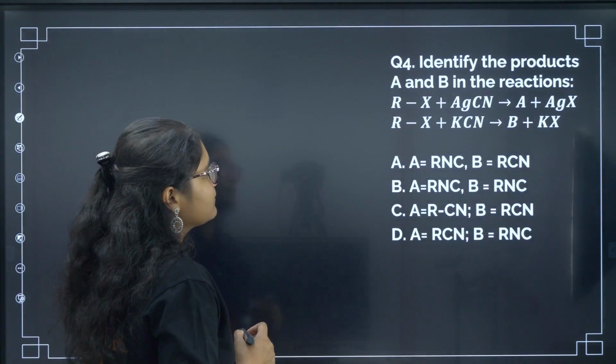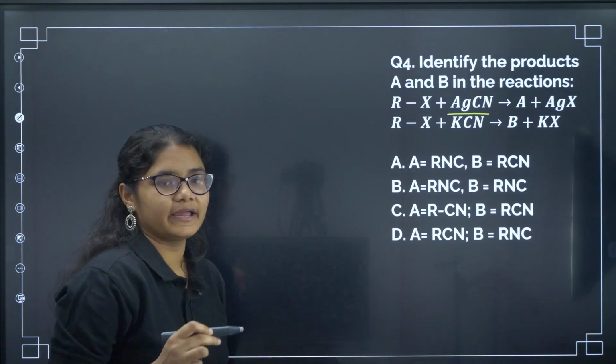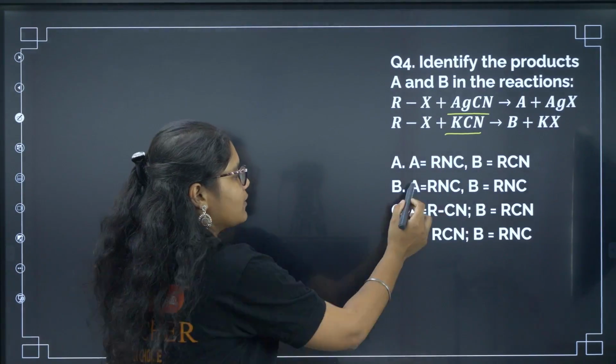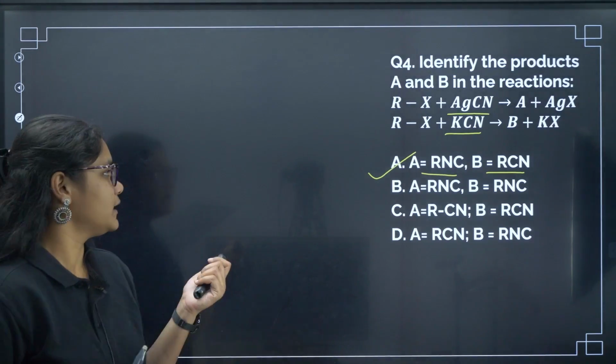Next, identify the products A and B in the reaction. Very simple. When we have AgCN, we get isocyanides, and when we have KCN, we get cyanides. Okay, so RNC and RCN. So the correct answer for this question will be option number A.